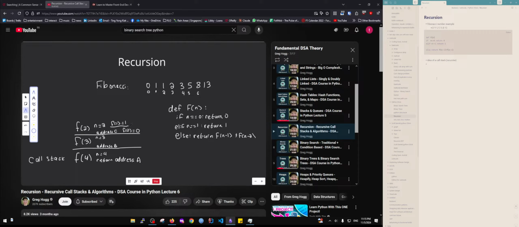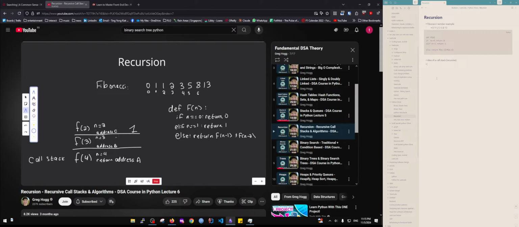Okay, it now knows that f at 1 is 1 and f at 0 is 0. So it knows the value of both of these two calls. And so now f at 2 is able to return the value, which is f at 1 plus f at 0, and its value is going to be 1, which is the sum of those two things. Okay, so f at 2 is 1. It's going to return to the thing that called it, which is going to be f at 3, which is located at memory address B.